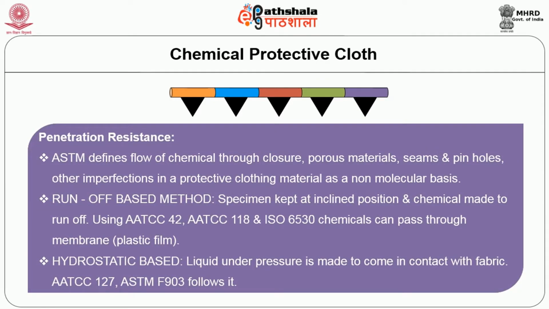Penetration resistance. ASTM defines it as the flow of chemical through closures, porous materials, seams, pinholes and other imperfections in chemical protective clothing. They are assessed by different methods. The first method is the runoff based method. The specimen is kept in an inclined position and chemicals are made to run off. They follow AATCC 42, AATCC 118 and ISO 6530. Hydrostatic based: liquid under pressure is made to come in contact with the woven fabric. Here it follows AATCC 127 and ASTM F903 standard methods.